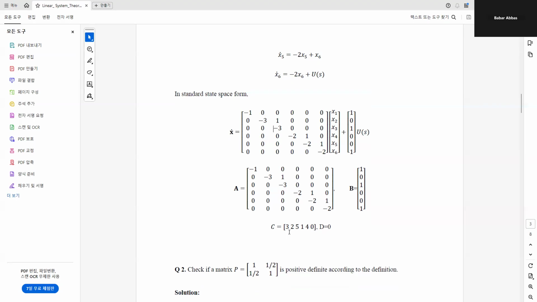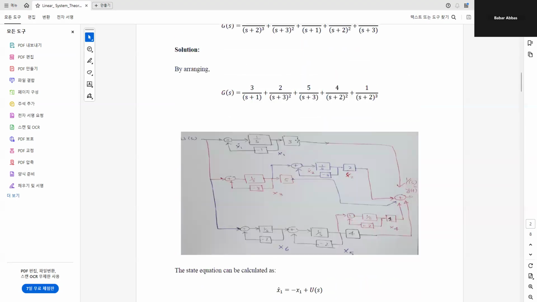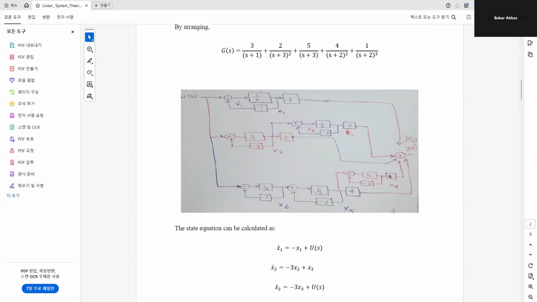Similarly, these 3, 2, 5 are the outputs here. This is the 3, this is the 2, and this is the 5. So these are the output values.